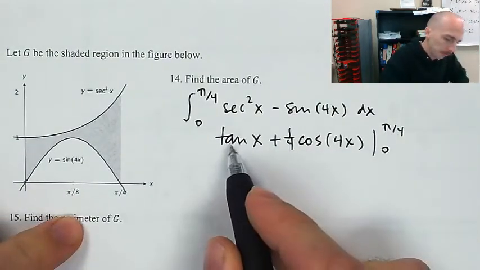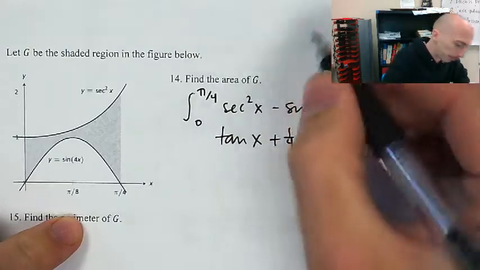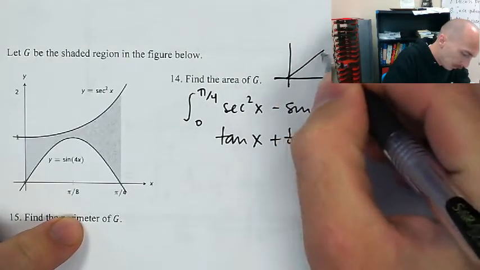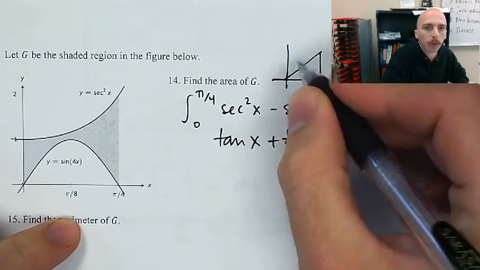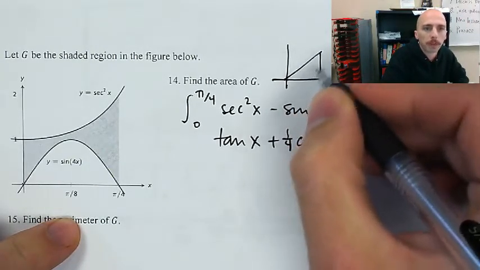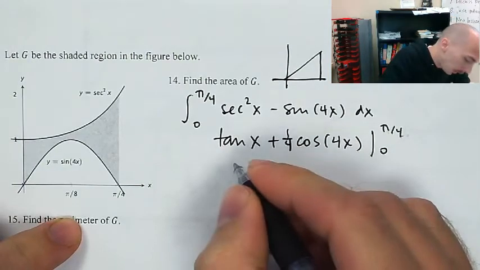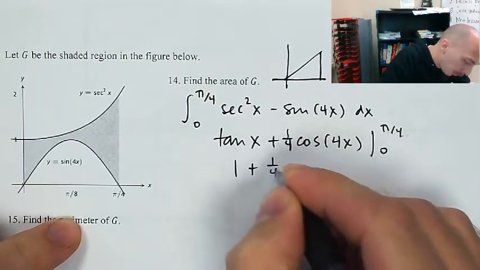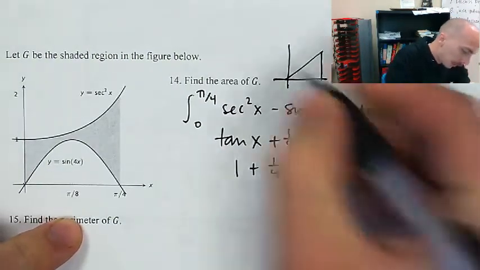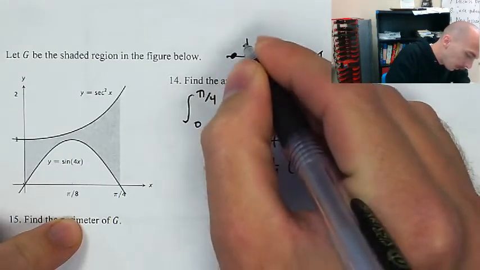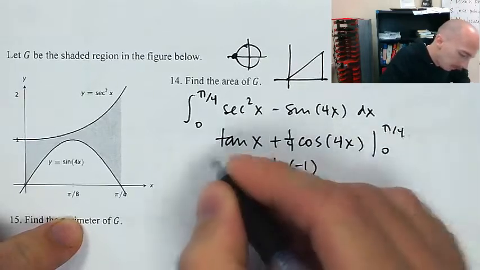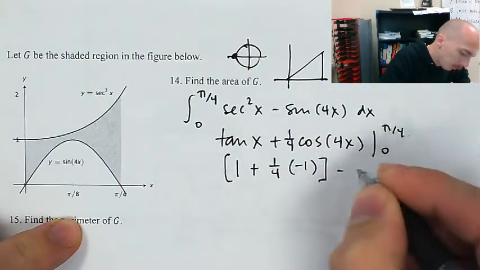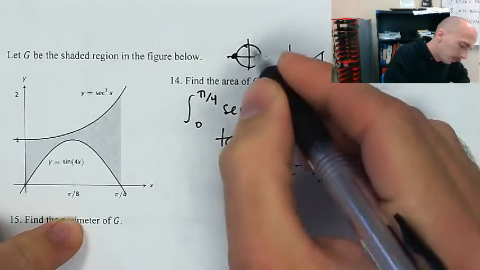Okay, so now what I'm starting with is tangent of pi over 4. Over here at pi over 4, this is 1 over the square root of 2, and that's also 1 over the square root of 2. So tangent would be 1 because it's a 45, 45, 90 triangle. So 1 plus 1/4 of the cosine of pi. Okay, pi is over here on the unit circle. Its x-coordinate is -1.